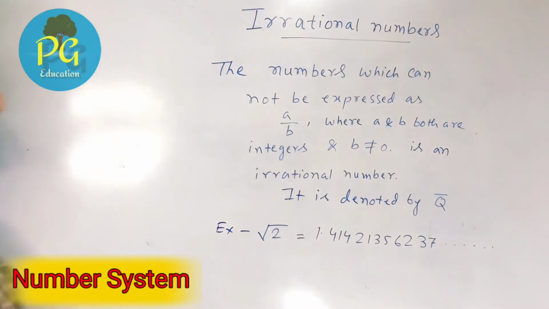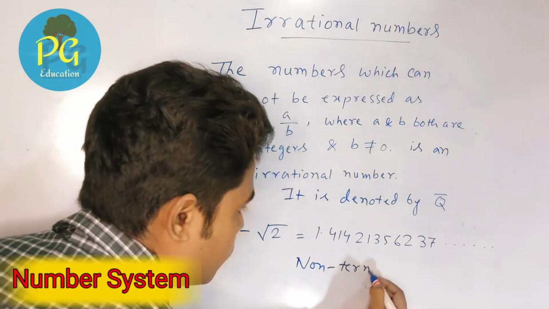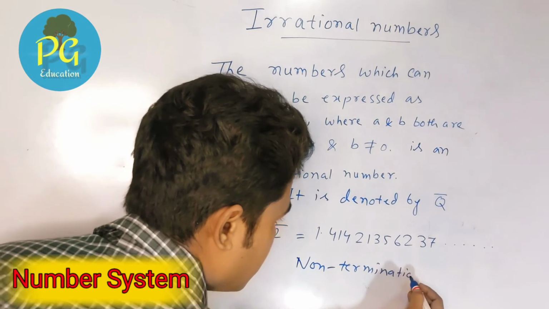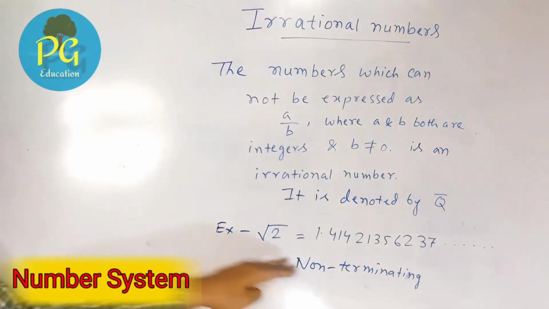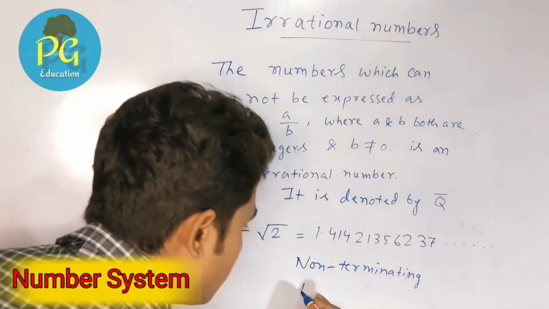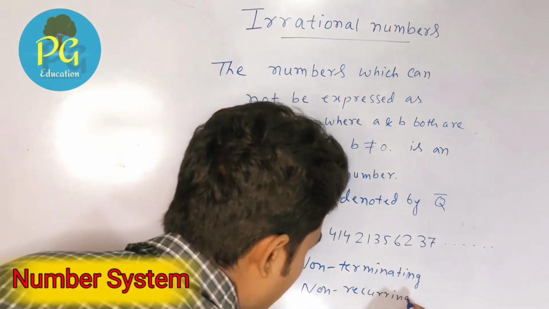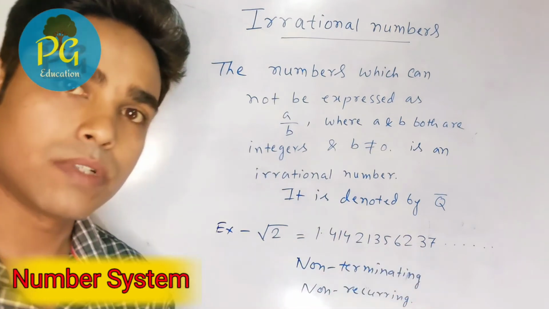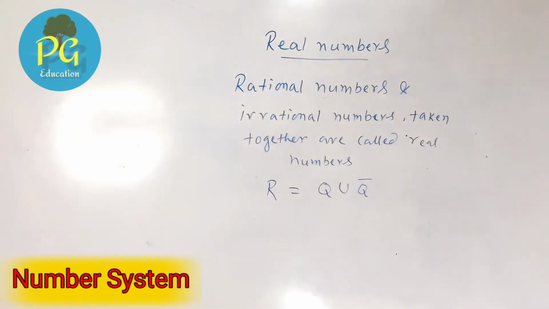Also remember, in case of irrational numbers, the numbers are non-terminating, that is, these numbers cannot be terminated. Okay, and these are also non-recurring. There is no repetition of any number. Okay, so this type of numbers are called irrational numbers. Understood?